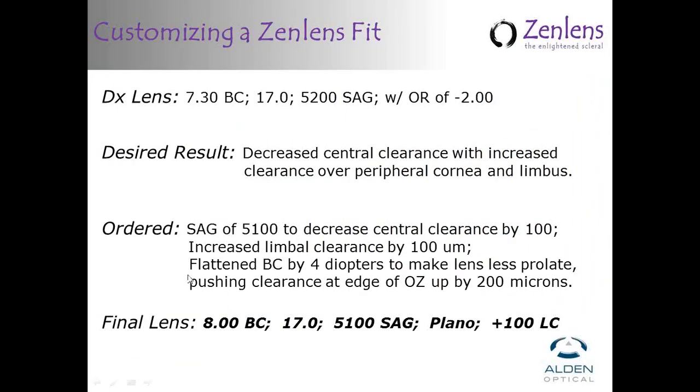So in this case, what we did, we ordered the lens about 4 diopters flatter. His over-refraction was a -2 over the -2 diagnostic lens, which would have yielded a -4 total. Since we flattened the base curve 4 diopters, it actually brought the lens power down to plano. The original central sag was 5200, so we ordered it with 5100 to bring that down. Flattening the base curve, of course, put the peripheral curve back up, and we added that 100 microns to the limbal clearance. So a lot of moving parts.